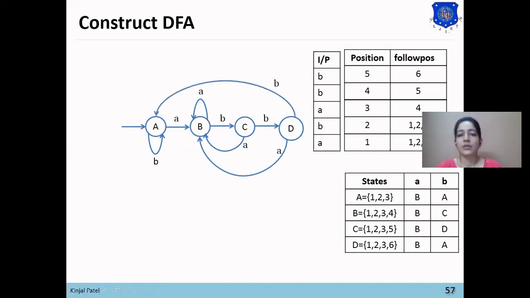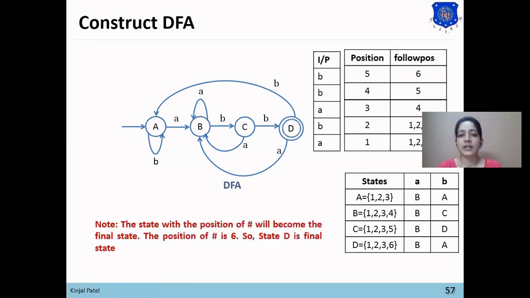Done. Now, which will be the final state? Our final state will be D. Why? Because the state containing the position of hash becomes the final state, and the position of hash is 6. 6 is available in state D, so state D is a final state.